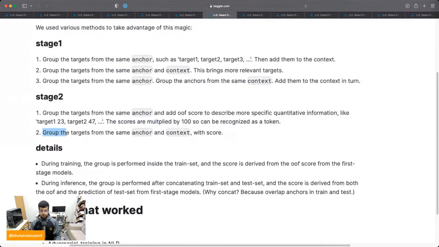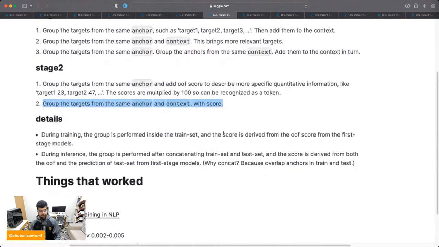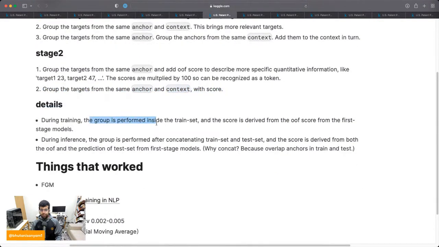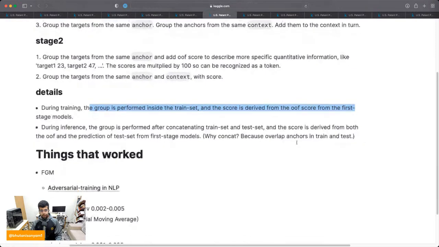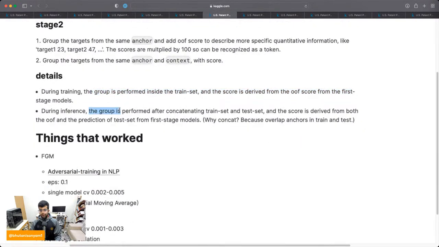The other approach is also to group the targets from the same anchor and context with score. Some details: during training, the group is performed inside the train set and the score is derived from out-of-fold scores from the first stage models. During inference, the group is performed after concatenating train set and test set, and the score is derived from both out-of-fold predictions and predictions of the test set from first stage models. Why concat? Because there was some overlap in the anchors in both train and test set.